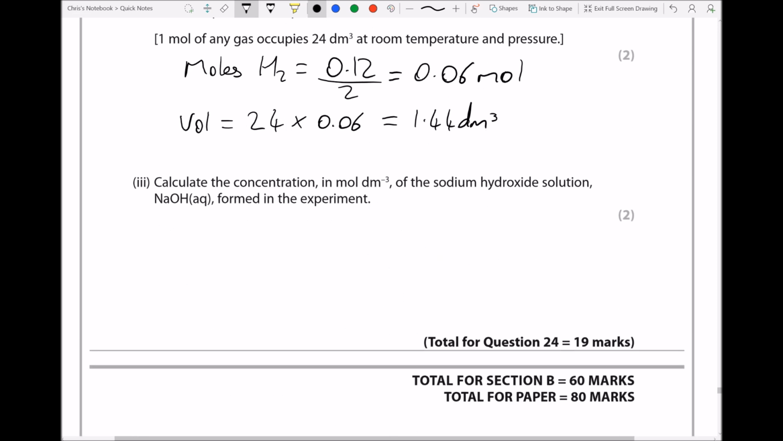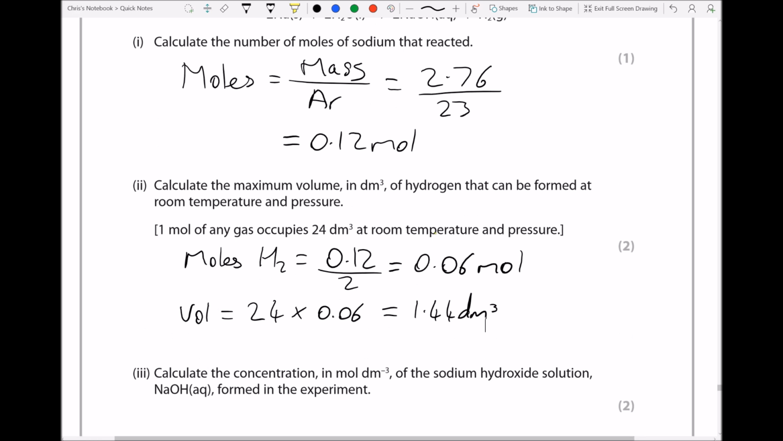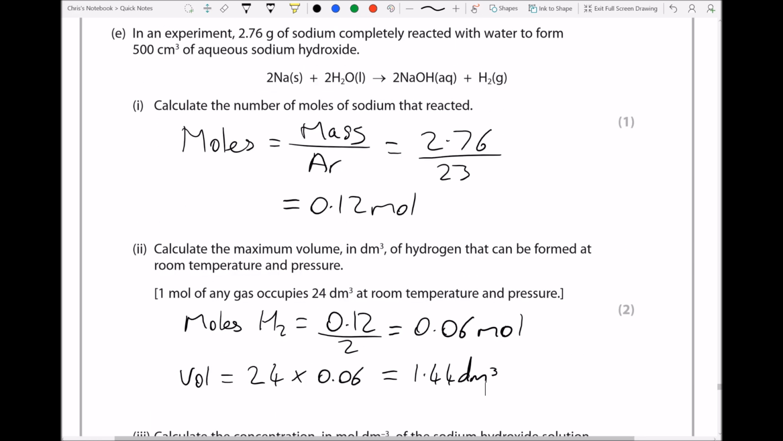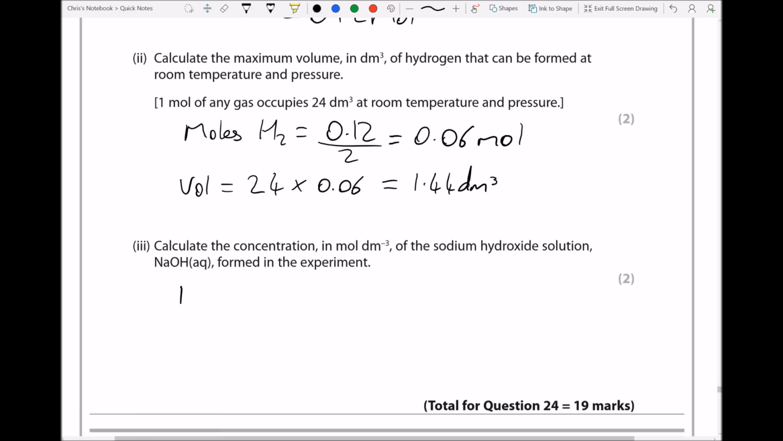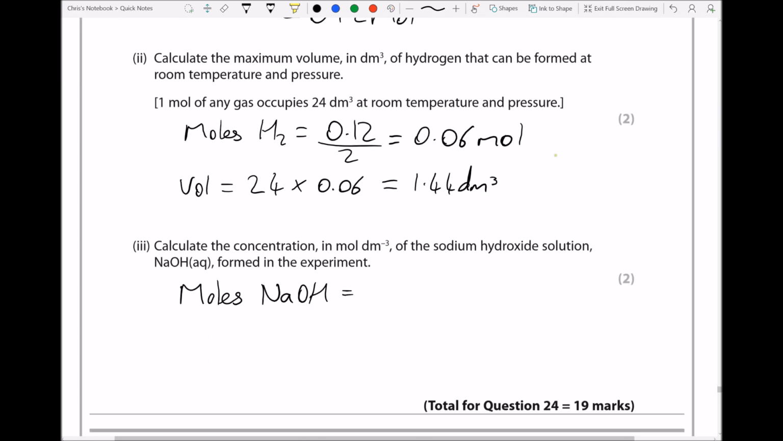Part 3. Calculate the concentration in moles per dm cubed of the sodium hydroxide solution NaOH formed in the experiment. Okay, right. So again, we need to work out the number of moles of sodium hydroxide. You can see a pattern here. Working out the moles. Once we know the moles, we can work out loads of things from the moles. So let's put that on there. Moles of sodium hydroxide. Right, let's have a look at the equation. There it is. Look, sodium hydroxide 2. Sodium's 2 as well. So basically the number of moles of sodium is going to be the same as the number of moles of sodium hydroxide because it's a 2-to-2 ratio.